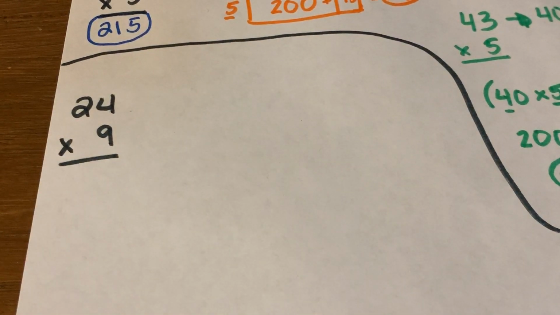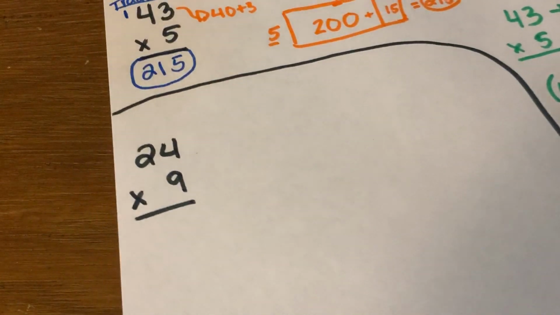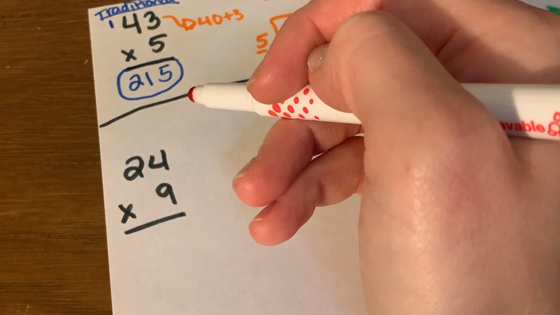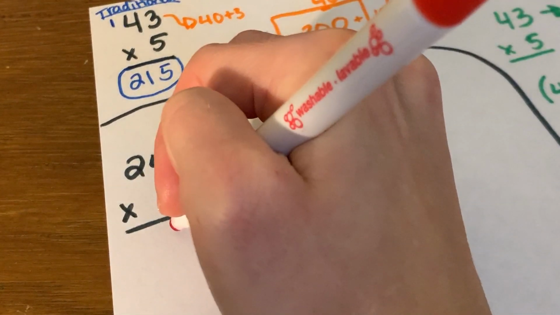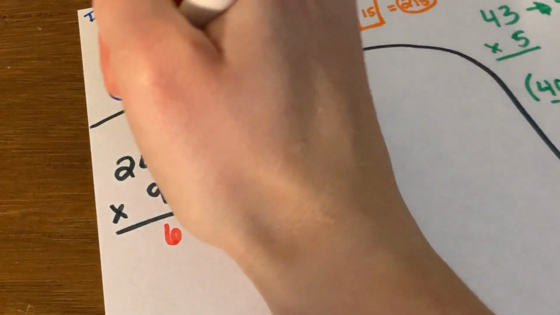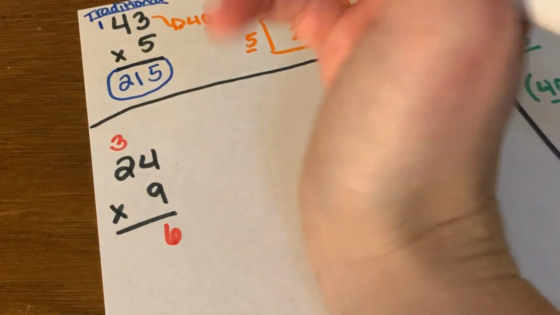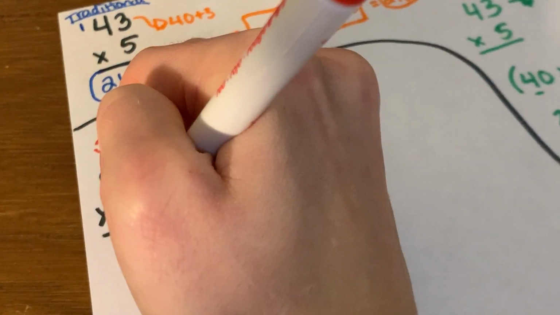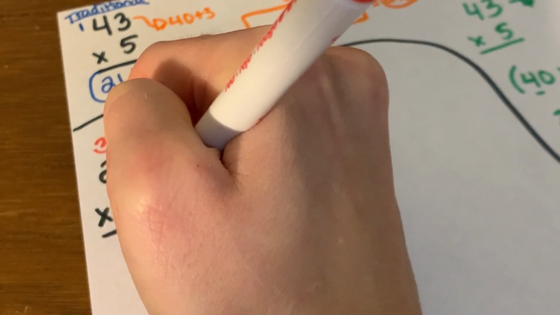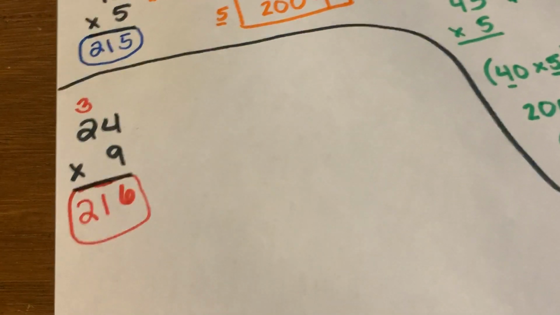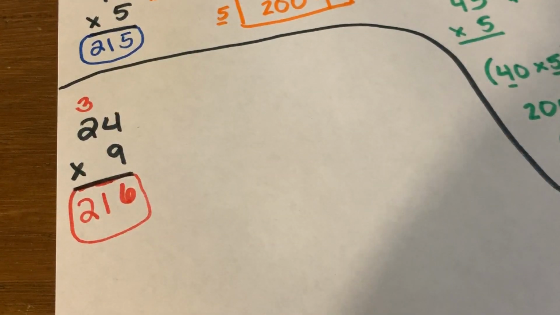Okay, I'm going to go ahead and solve this one using the traditional algorithm for you. So 9 times 4, that gives me 36. So I'm going to put my 6 here and carry my 3. 9 times 2 gives me 18, plus 3 more gives me, I'm sorry, I said 18. Yep, 21, 216. Now, it doesn't matter which method you used. As long as you got 216 as your answer, you're correct.